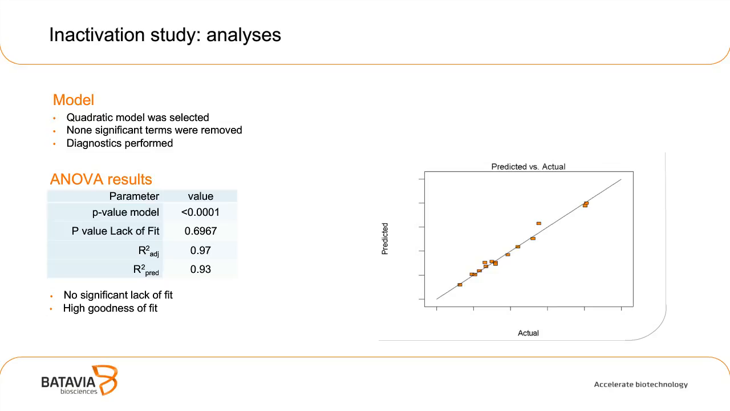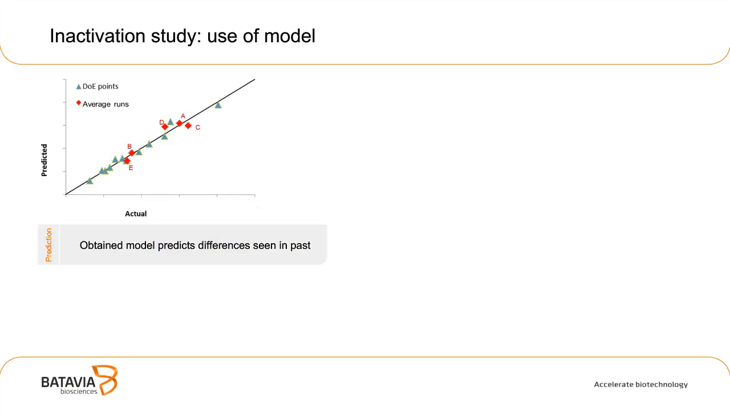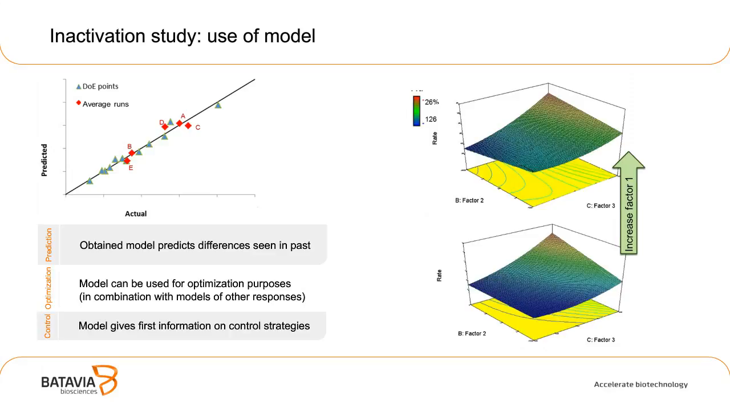And you can see that we actually pretty well could predict the outcome of the runs we did in the past with this model. So you see the red diamonds are also very close to this line where predicted versus actual is the same. So we were very happy with these results. And of course we had now a model that could describe the process. That means we could also use that for optimization, and we also had some first input for control strategies, so which factors are important to control.